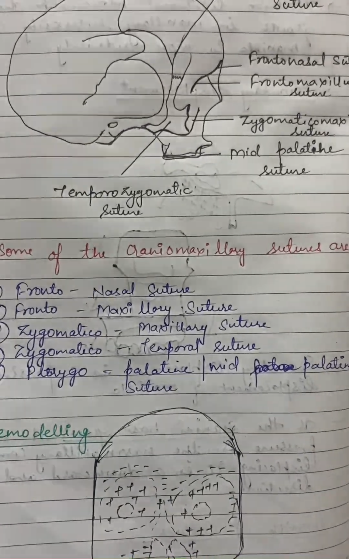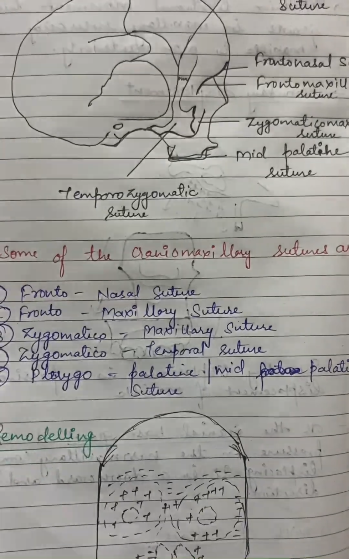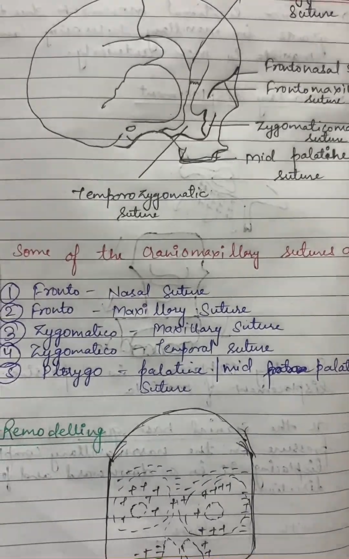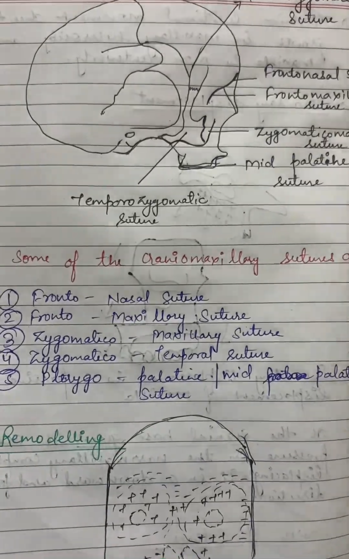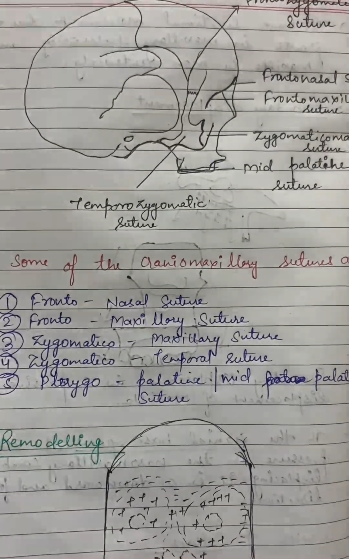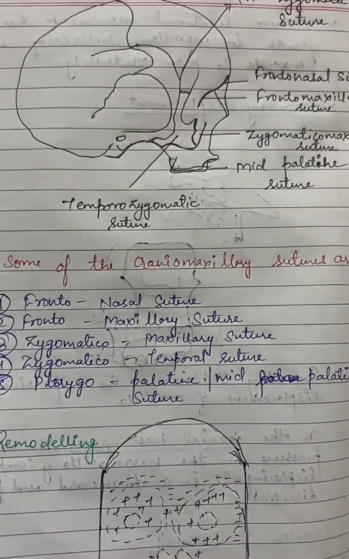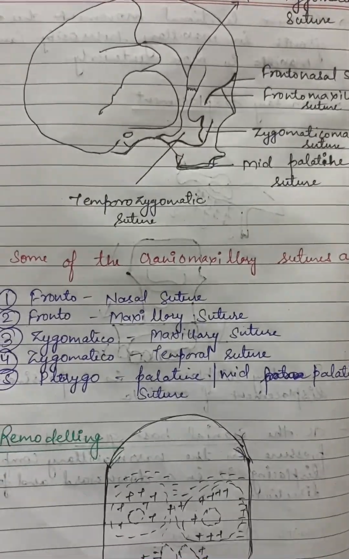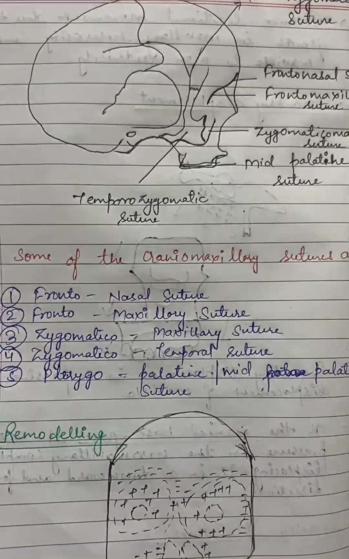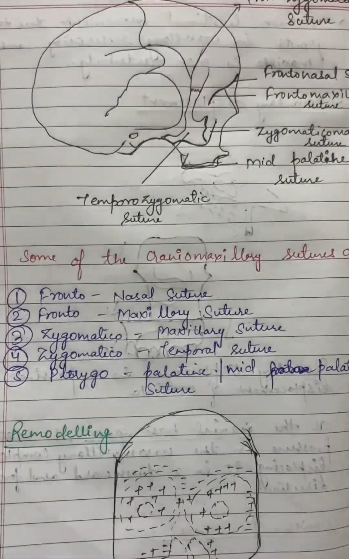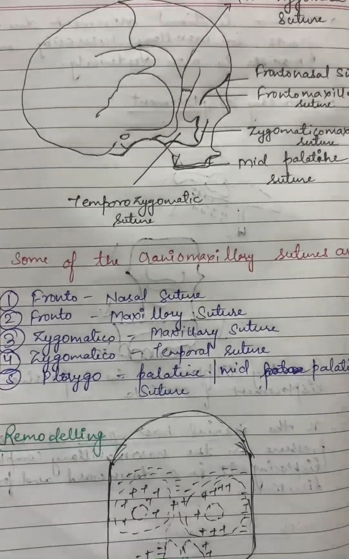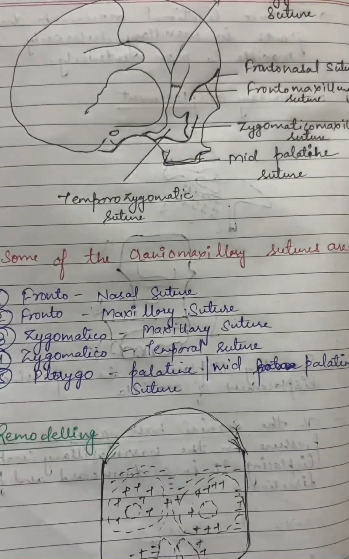Resorption along the lateral wall of nose increases the size of the nasal cavity. Resorption of the anterior and deposition on the posterior surface of zygomatic bone. Resorption will occur on the anterior surface and deposition on the posterior surface of the zygomatic bone.